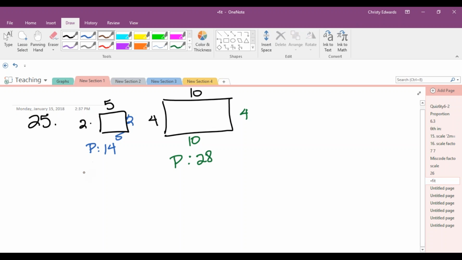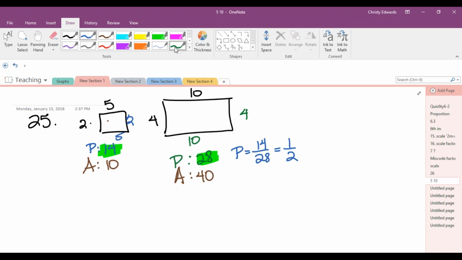Then they ask you area. How do you find area? Length times width, 10. Length times width, 40. Then they ask you, basically, the ratio, perimeter to perimeter. Okay, if you compare perimeter to perimeter, isn't it 14 over 28? What does that reduce to? 1 to 2, correct? 14 over 28 is 1 over 2. Okay, you know what that tells me?